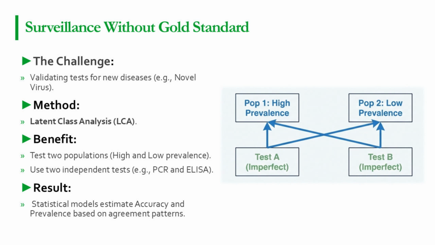The computer model analyzes how often the tests agree and disagree. By solving a set of probability equations, the model can estimate the sensitivity and specificity of both tests without ever knowing the true status of any single animal.